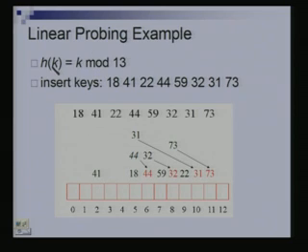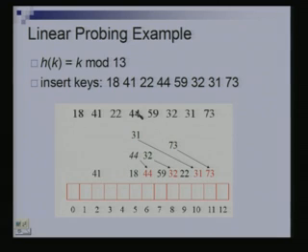My hash function is k mod 13, a very simple hash function. My keys k are integers, and I am trying to insert these keys into the table. 13 is the size of my table, locations 0 to 12. 18. What is 18 mod 13? 5. So 18 goes to location 5. At that point, the table was empty, so no problem. 41. 41 mod 13 is 2. So 41 goes to location 2, absolutely no problem till now. 22. 22 mod 13 is 9. So 22 goes to location 9, and there is no problem here at all.